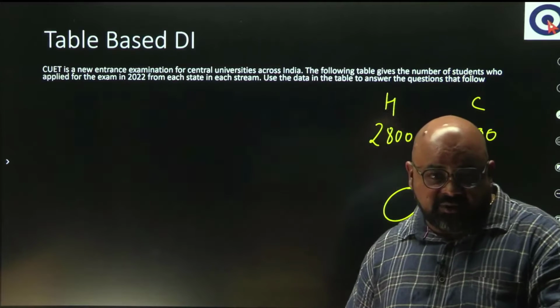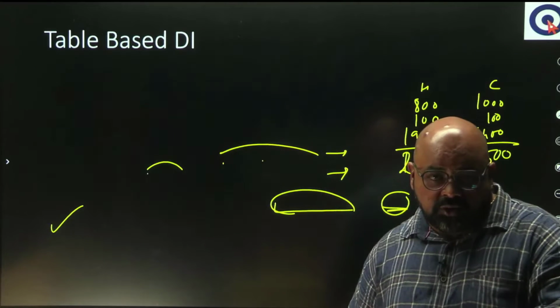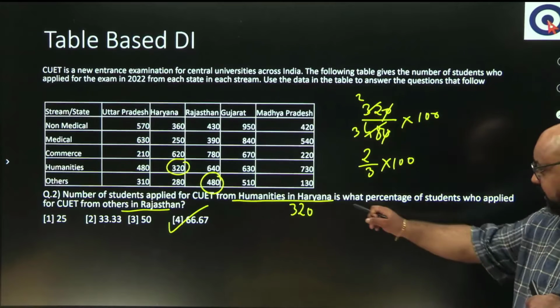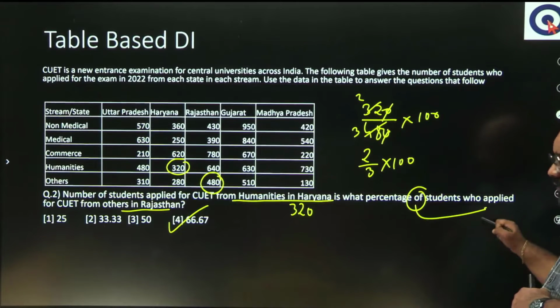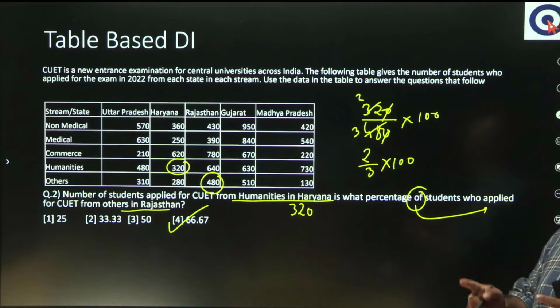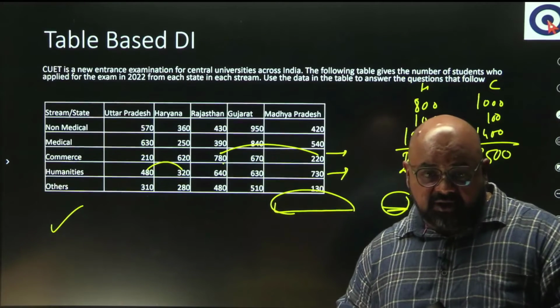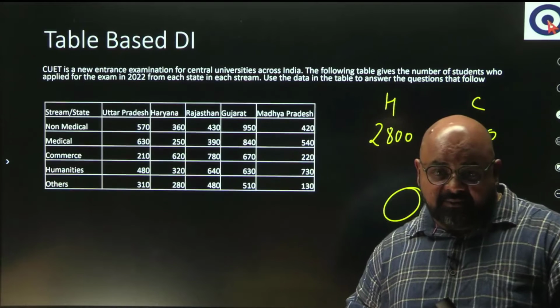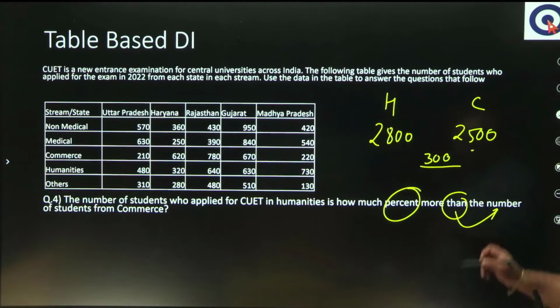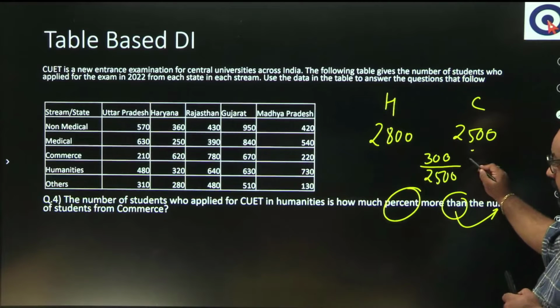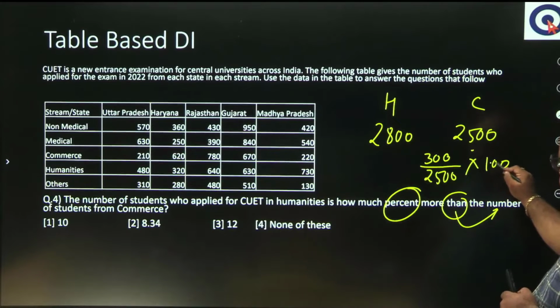For example, in question 2, we said Haryana is what percentage of? So the word after of became the base. 320 by 480. Here also the word after than will become the base. So 300 more than 2500, multiply by 100.